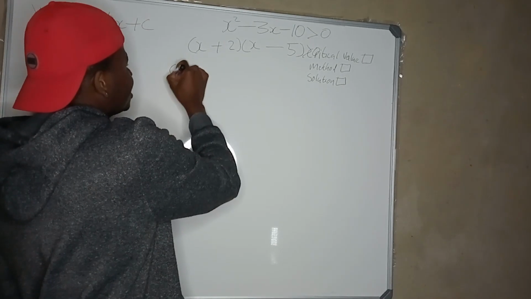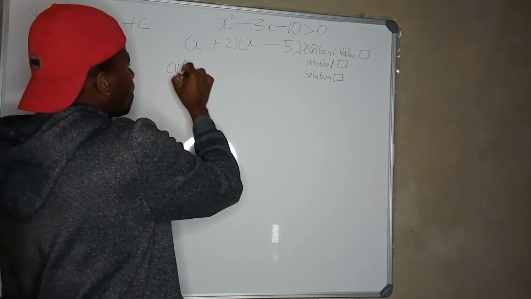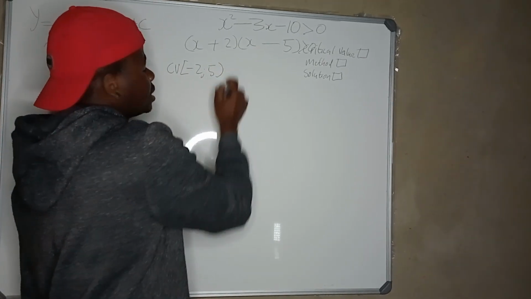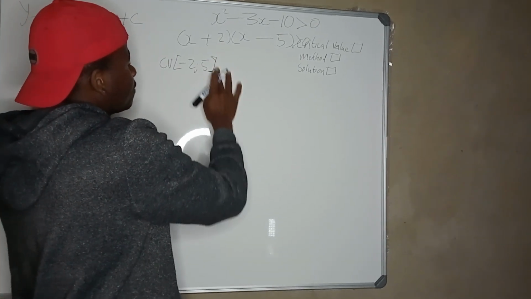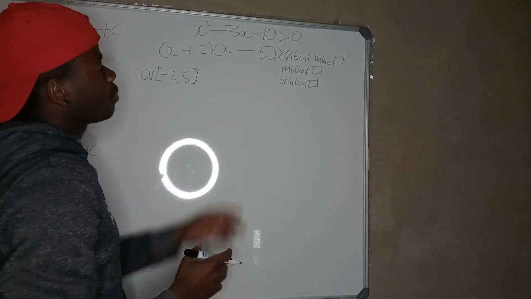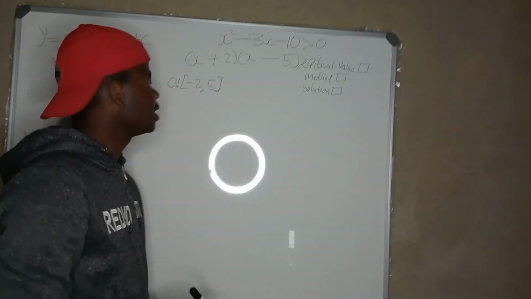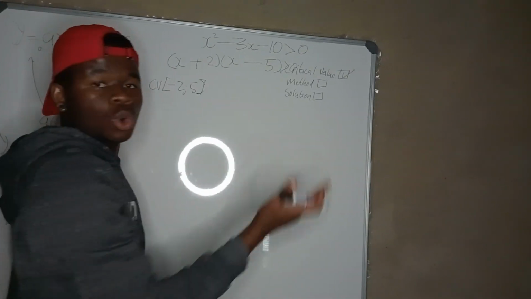So our critical values are going to be negative 2 and positive 5. Now we have our critical values. We are done with the critical values, and we go on to the method.